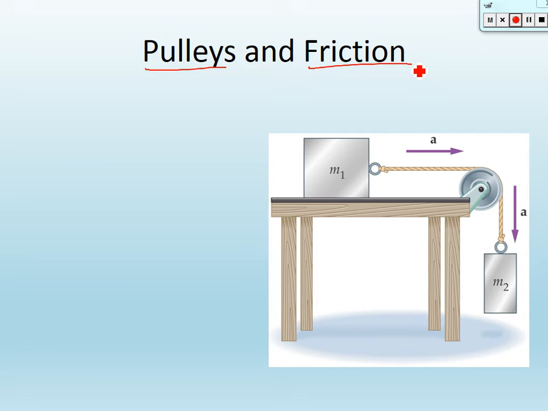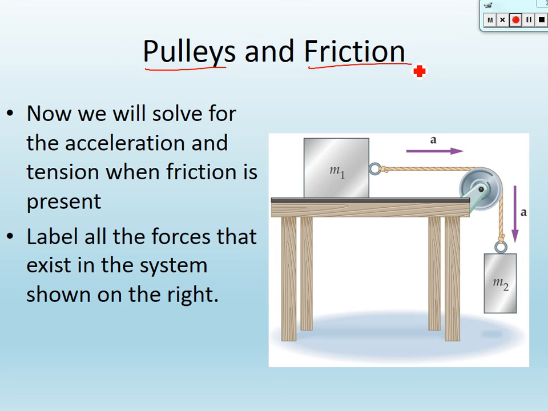Okay, we're going to see problems a lot like the one that's shown here. We're going to have a block that's on this desk, and we're going to have a block that's hanging, and it's connected by a rope, and there's a pulley that's changing the direction of tension. So it says here to label all the forces that exist. Let's just start with this M1 block.